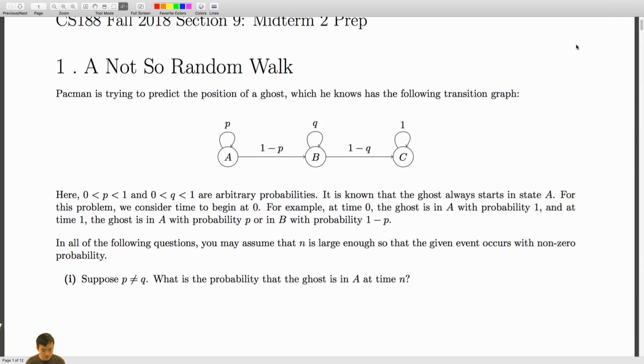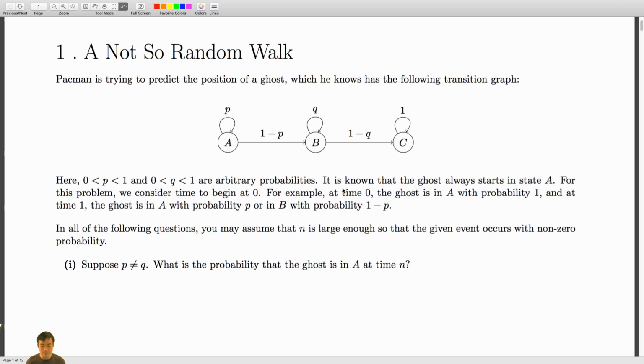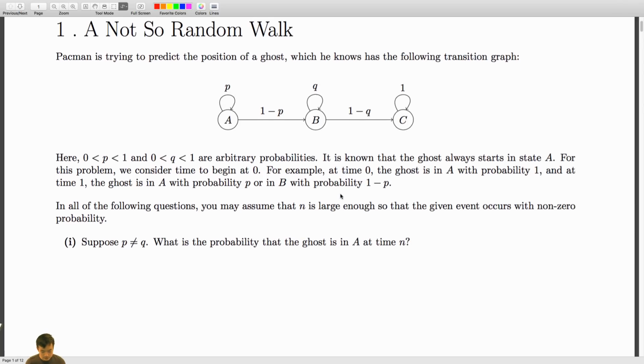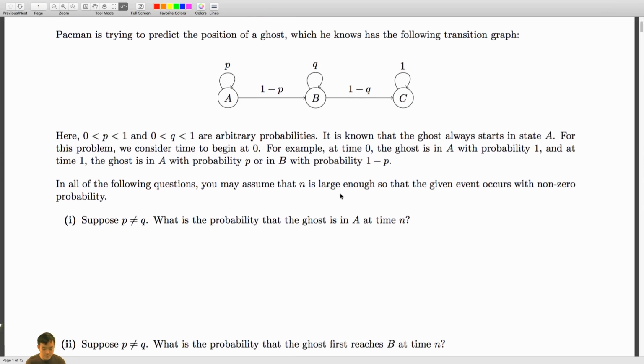And so knowing all of this, we're going to try to compute some of the probabilities where you might be staying in this graph for multiple time steps and figure out the probability that you're in A, B, or C. For the first part, we're going to look at the probability that the ghost is at A at time step n.